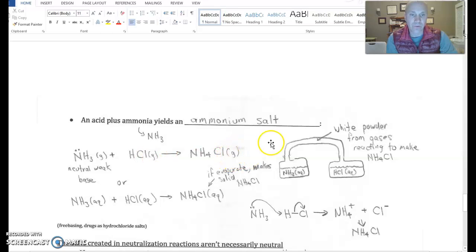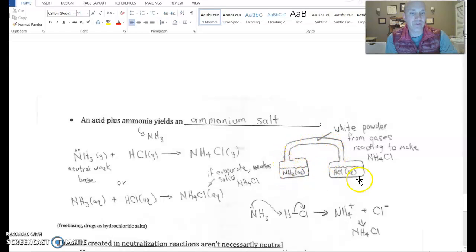So one way that you can demonstrate this reaction is if you had a container here that contained ammonia. You can actually buy ammonia dissolved in water in the grocery store. It's a common cleaning chemical. And in a separate container, if you had HCl, just hydrochloric acid, and you connected these two solutions with some sort of tube.